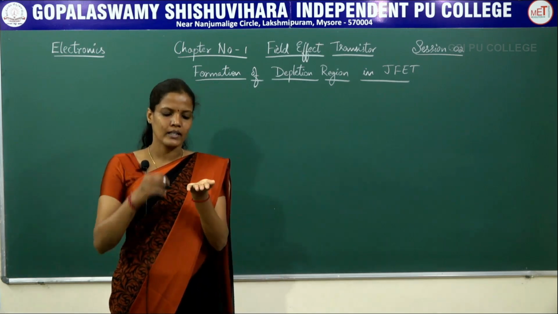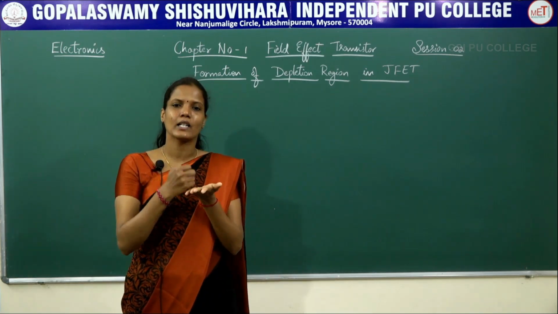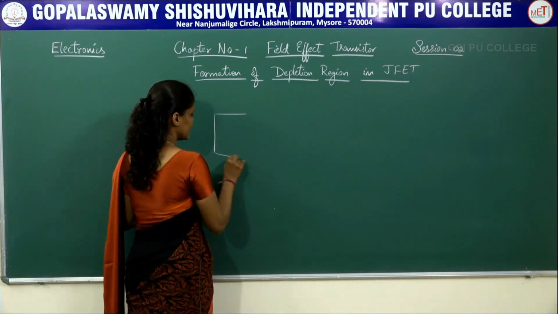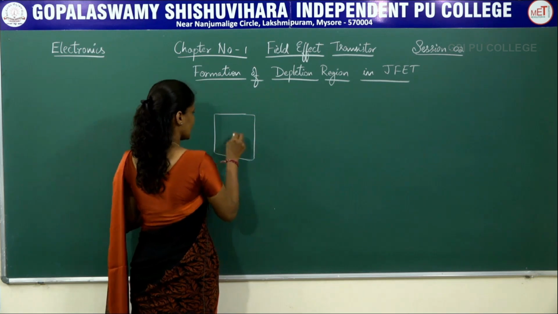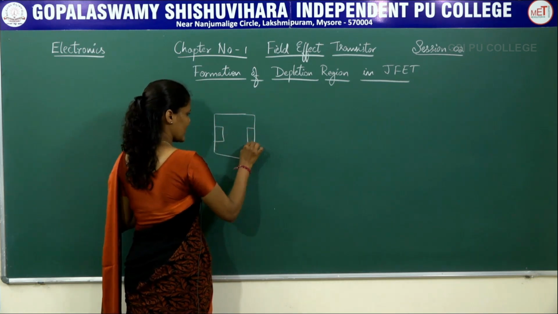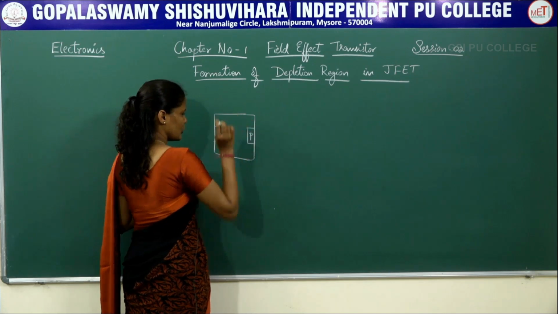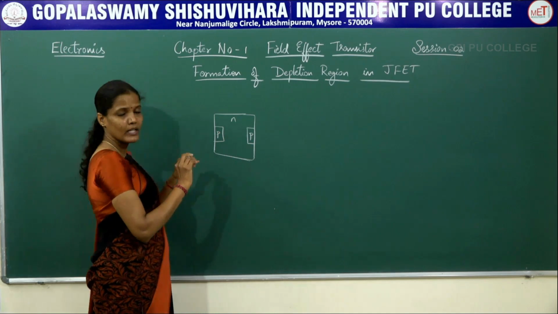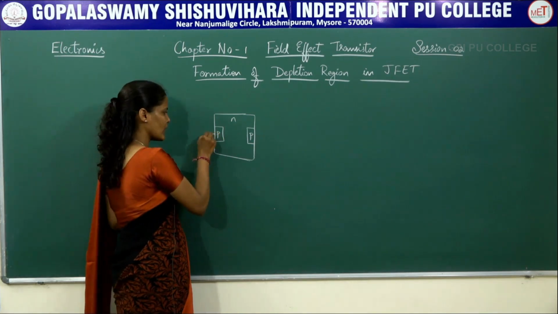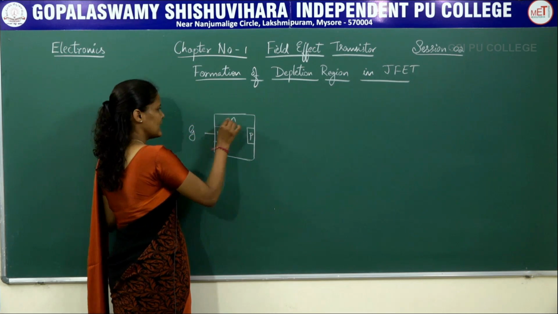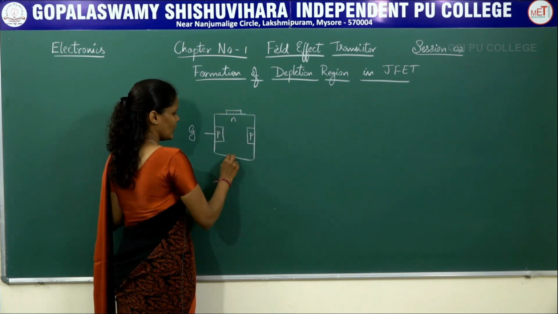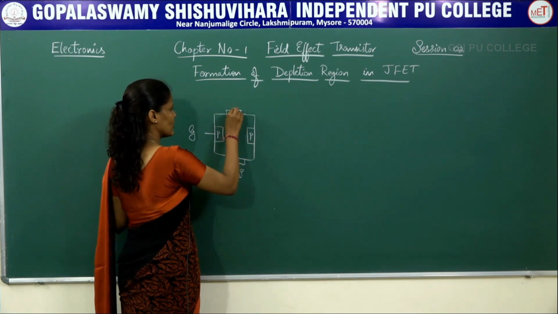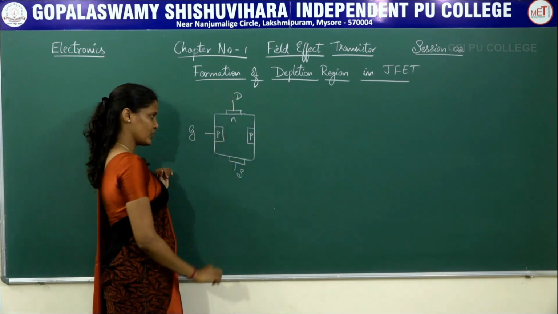Coming to the construction of JFET, if we consider the N-channel JFET, it will have an N bar in which the sides will be P type. So the construction will be like this: this is an N bar, and on the sides we will have two P type semiconductor layers. These P type semiconductors will be internally connected to form a common terminal called the gate, and the N type will be given ohmic contacts, one terminal called the source and the other called the drain.